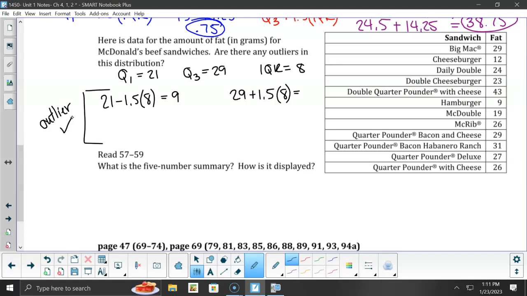Give me 1 second, let me finish. All right, so we said our IQR was 8. All right, so the low end, do I have anything that is less than 9? No, but I got one that's equal to.